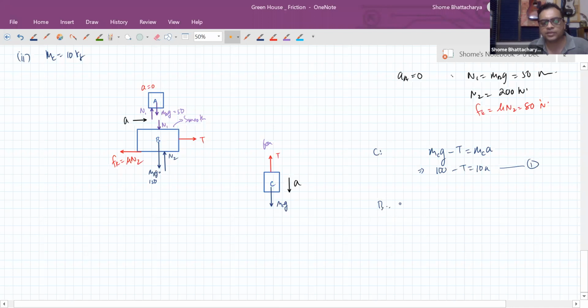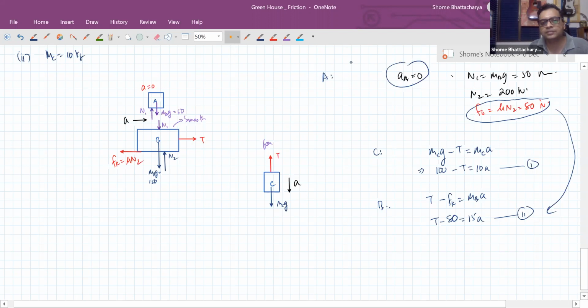Now from B's free body diagram, you can see tension minus kinetic friction is mass of B into A. So this will become T minus kinetic friction. Here we have picked up, it's 80 Newtons. So we'll plug in this value here. So that should be equal to mass of B, which was 15 kg. So 15A. Okay. And as far as A is concerned, its acceleration is 0.